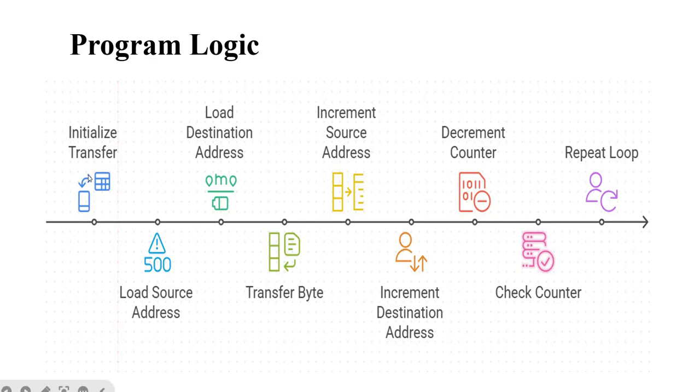That is, we are initializing the transfer. We will load the source address, we'll load the destination address, then we will transfer the data, then we will increment the source address, increment the destination address, then we will decrement the counter and check whether it has reached 0 or not. If it is not equal to 0, then we have to repeat the loop. If it is equal to 0, then we have to stop.